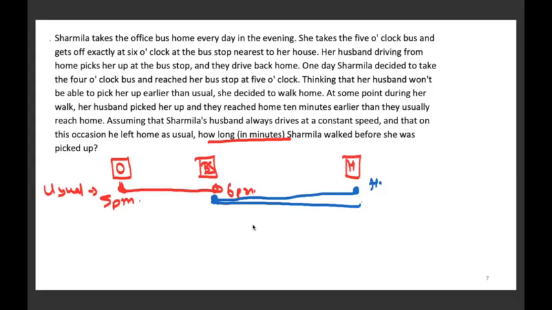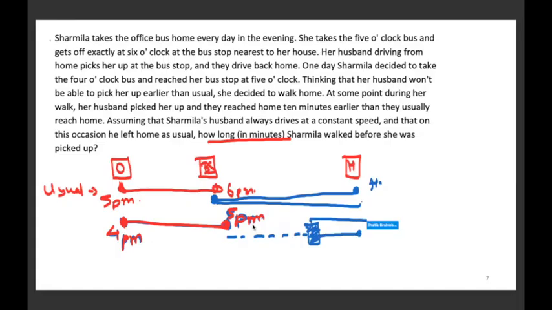Now, in another scenario, she leaves office at 4 p.m. Here she leaves at 4 p.m., reaches the bus stop at 5 p.m. and from here she starts walking. And at one point in time, this is one spot where the husband picks her up. Let me just write Sharmila's movement like this. The red is Sharmila's movement. She's walking. And then from here, the husband goes, picks up Sharmila and then comes back home.